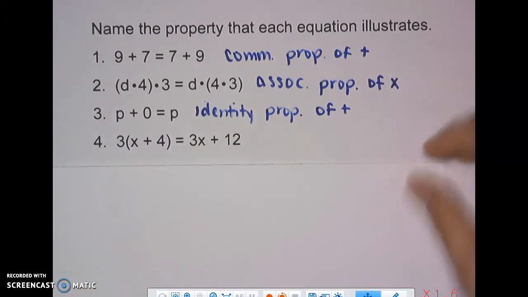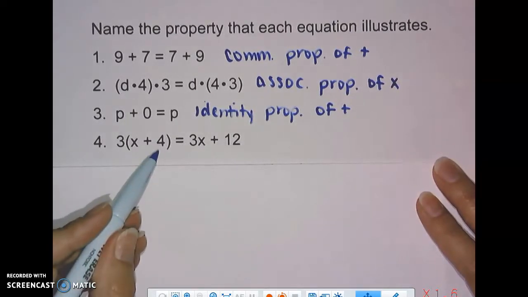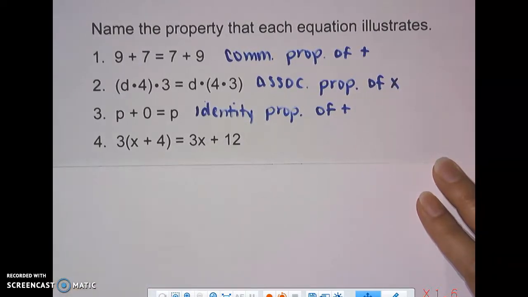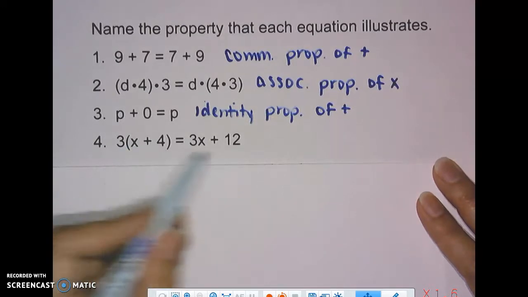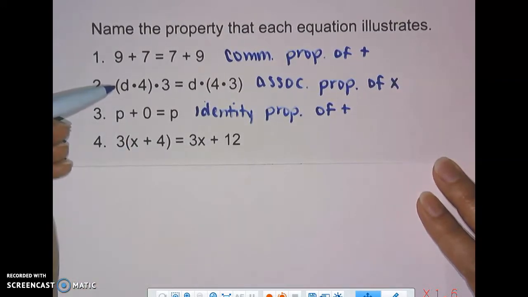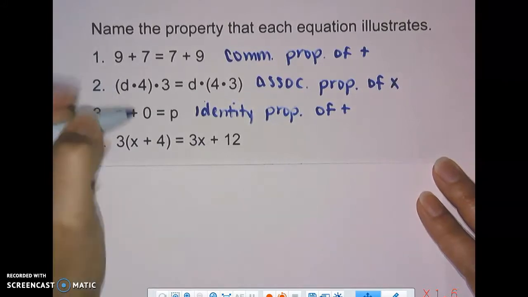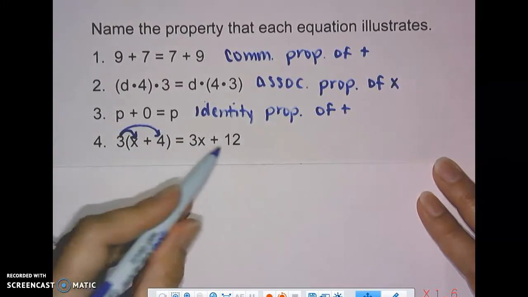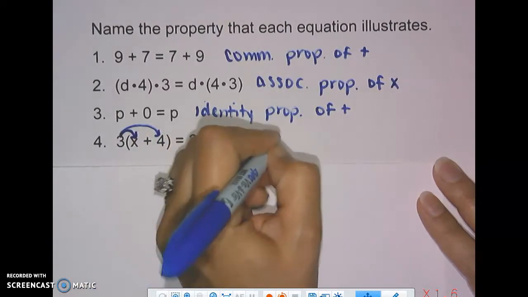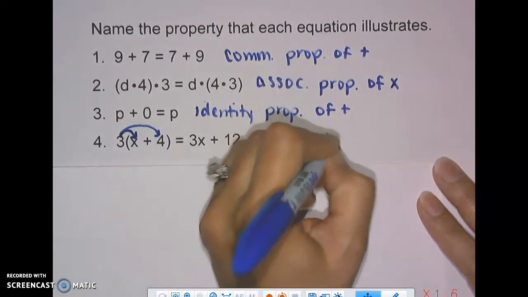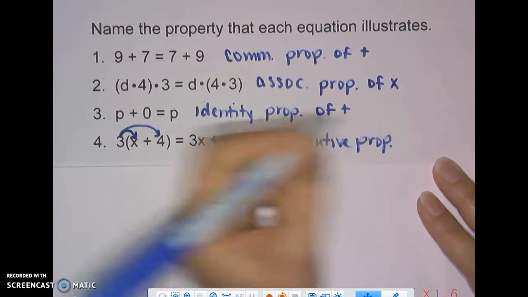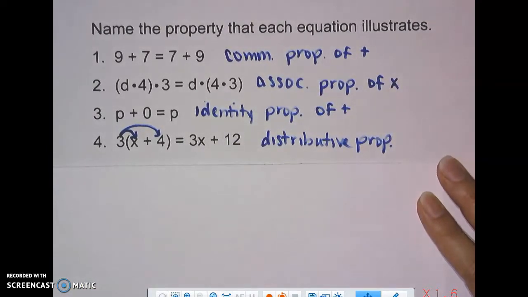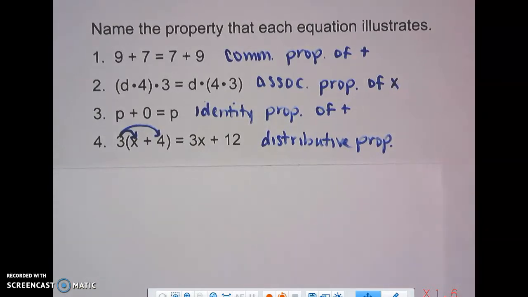Last example here, we have 3 times the quantity x plus 4. That's going to equal 3x plus 12. So what happened here? Going from the left to the right, we noticed that there were parentheses on the left and not on the right. So it can't be the associative property that we used here before. But this number out front is going inside, and when we take 3 times x, we get 3x. When we take 3 times 4, we get 12. So that means that this would be the distributive property. You could say of equality if you want to, but it's not necessary in this case.